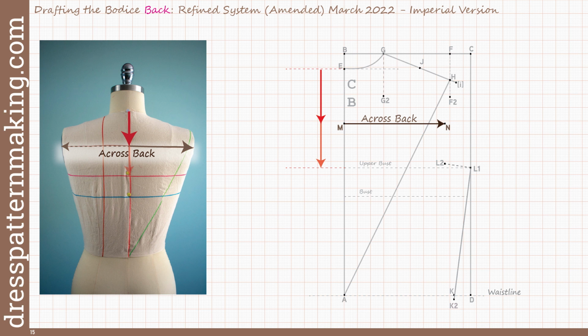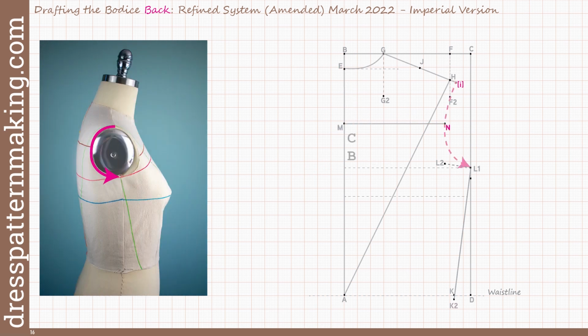Then, using the across back measurement, which is on your chart, divided by 2 for the half block, measure inwards from point M and mark point N. Now you can take a French curve and draw the armhole from point I at the shoulder through point N at the across back down to point L1 at the underarm. For Dee Dee, I can draw that in one pass with a curve. You may need to draw 2 curves and blend it, depending on your ruler.